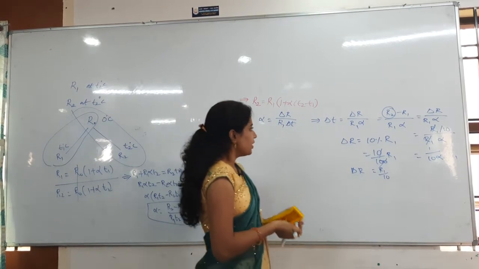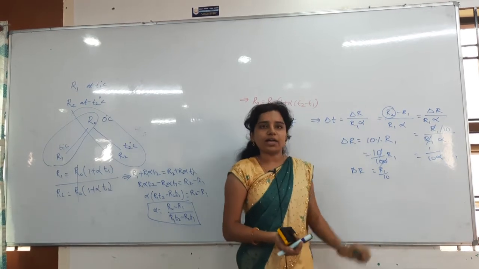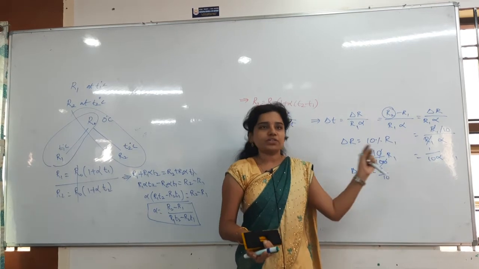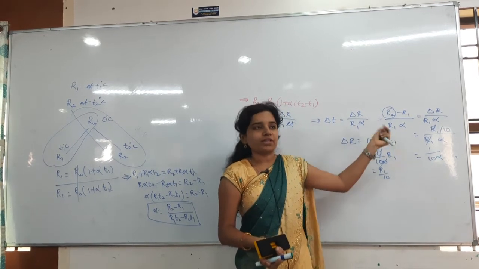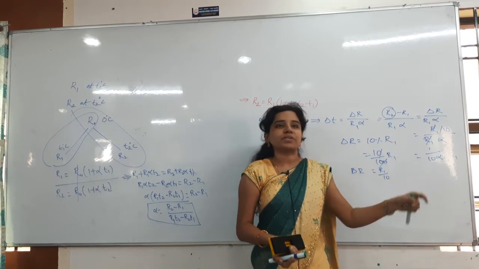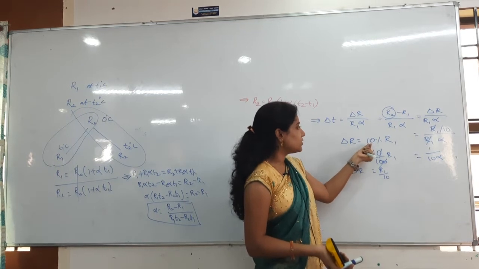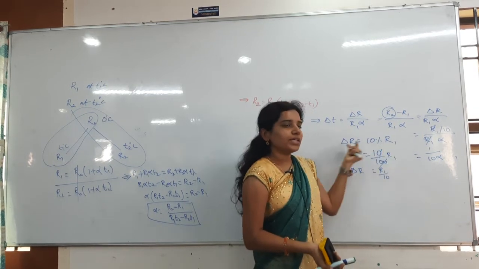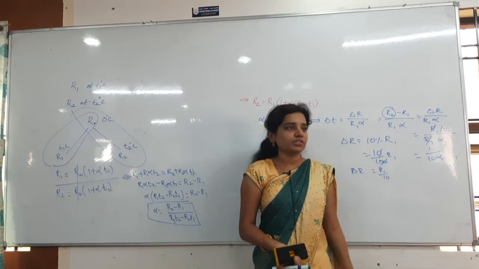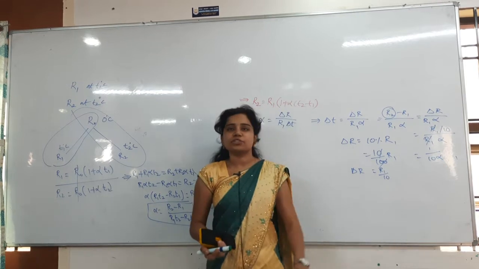Look at that. For us, delta T is delta R by R1 into alpha, at 0 degrees Celsius, at 100 degrees Celsius, whatever it might be. Alpha is the same only. The alpha value they have given, and they are saying that the increase in the resistance is 10%. So that 10% you have to take, nothing but 10% of R1. Increase means you have to take delta only, not the final value. Final value is different, increase is different.